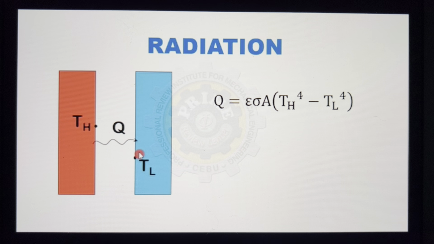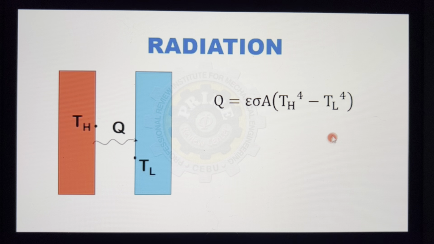Okay, so yung formula natin for the rate of heat transfer due to radiation is ito. Yung epsilon times sigma times area, then times the higher temperature raised to the power of 4 minus the lower temperature raised to the power of 4.